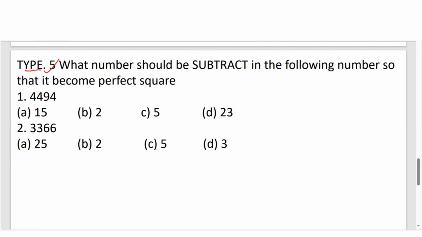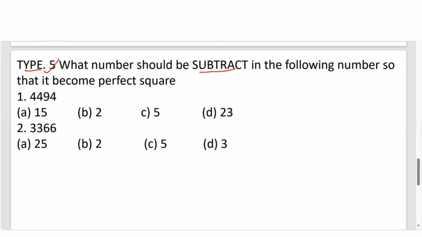Here the question is: what number should we subtract from the following number so that it becomes a perfect square? Any question of this type, what number should be subtracted so that it becomes a perfect square. The simple rule is the division method. This type of question we cannot solve by the factor method. It is solved only by the division method. So let us see how we can solve this question by the division method.